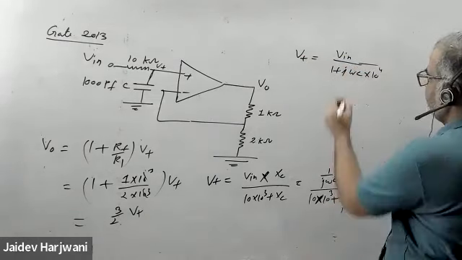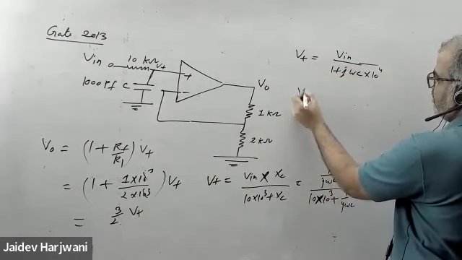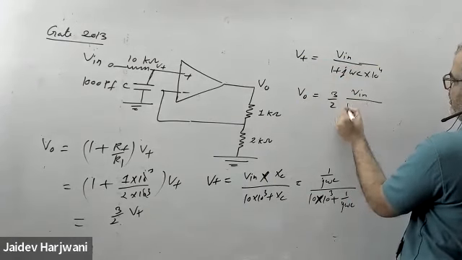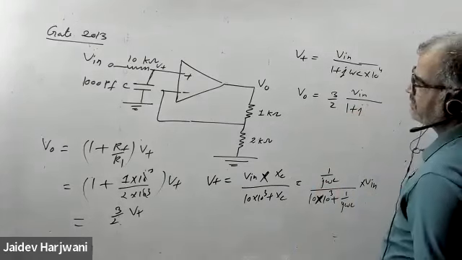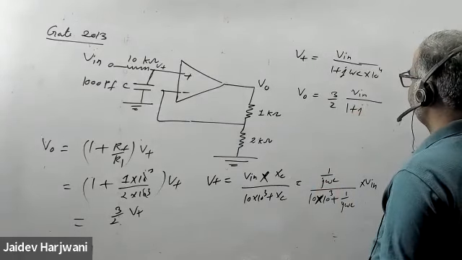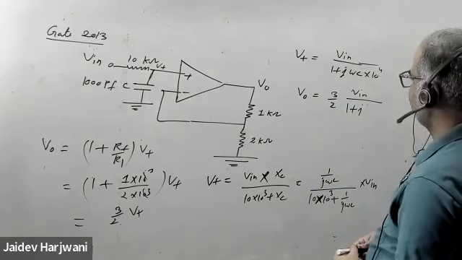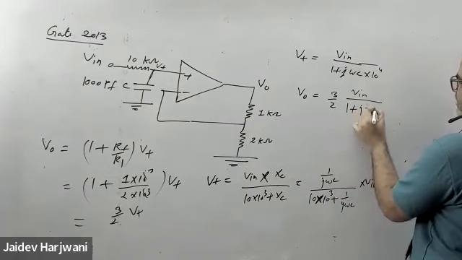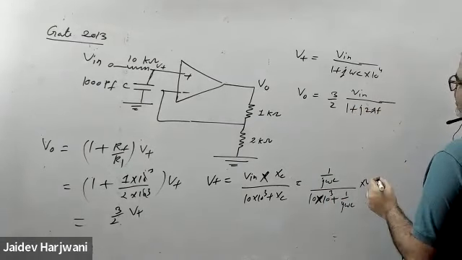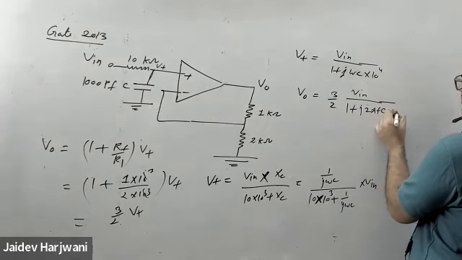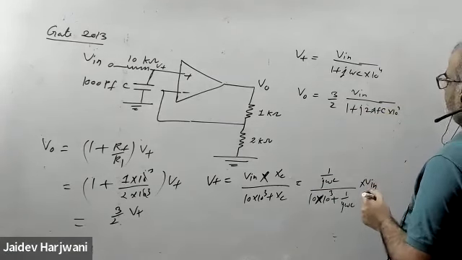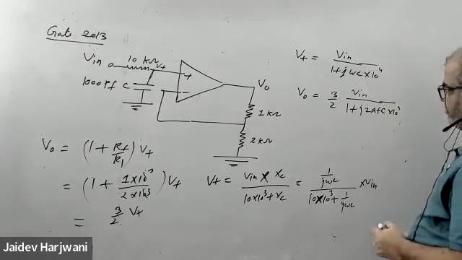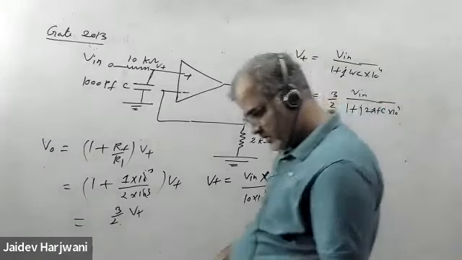Now put this value here. So you got V naught equals 3 by 2 V input upon 1 plus j omega C into 10 raised to power 4. Omega they have not given, na? C value they have given. So omega you write as 2 pi f, so j 2 pi f C into 10 raised to power 4. So how can you write the expression for the frequency? Tell me.